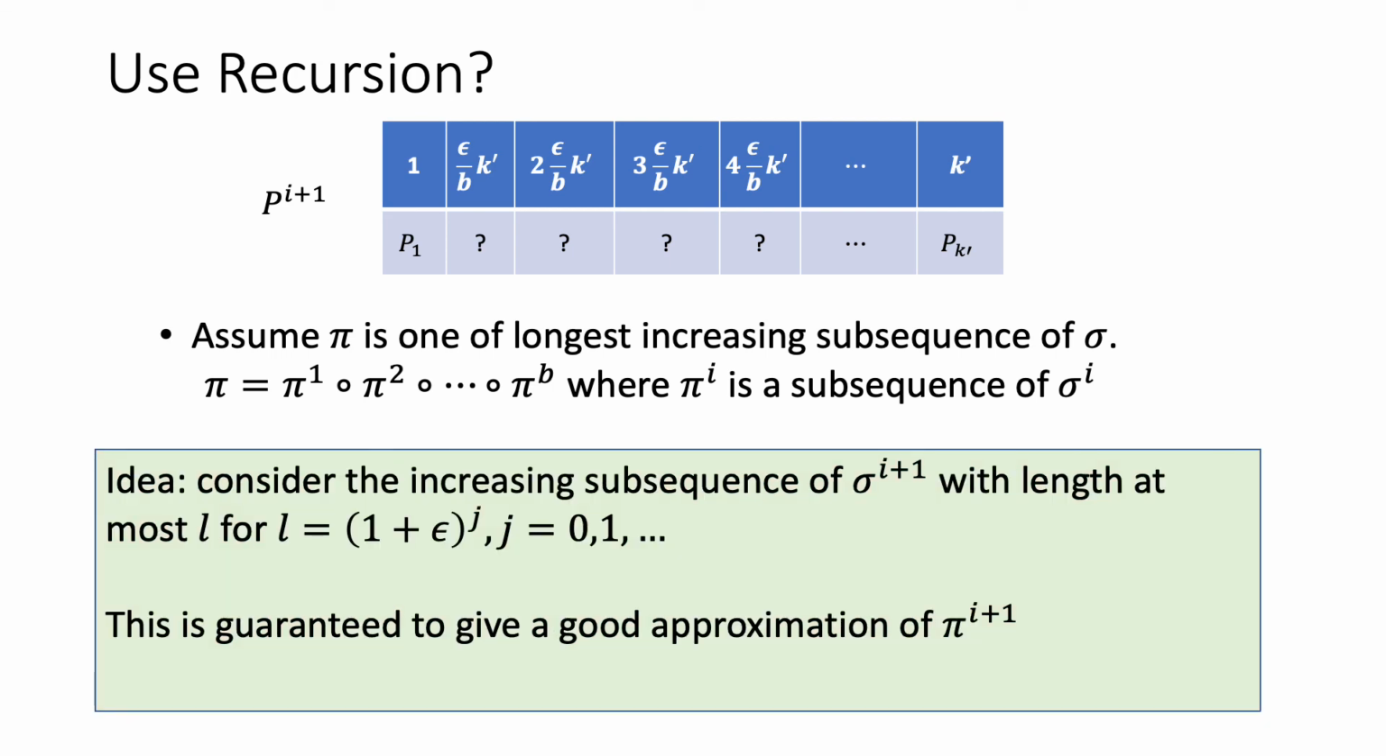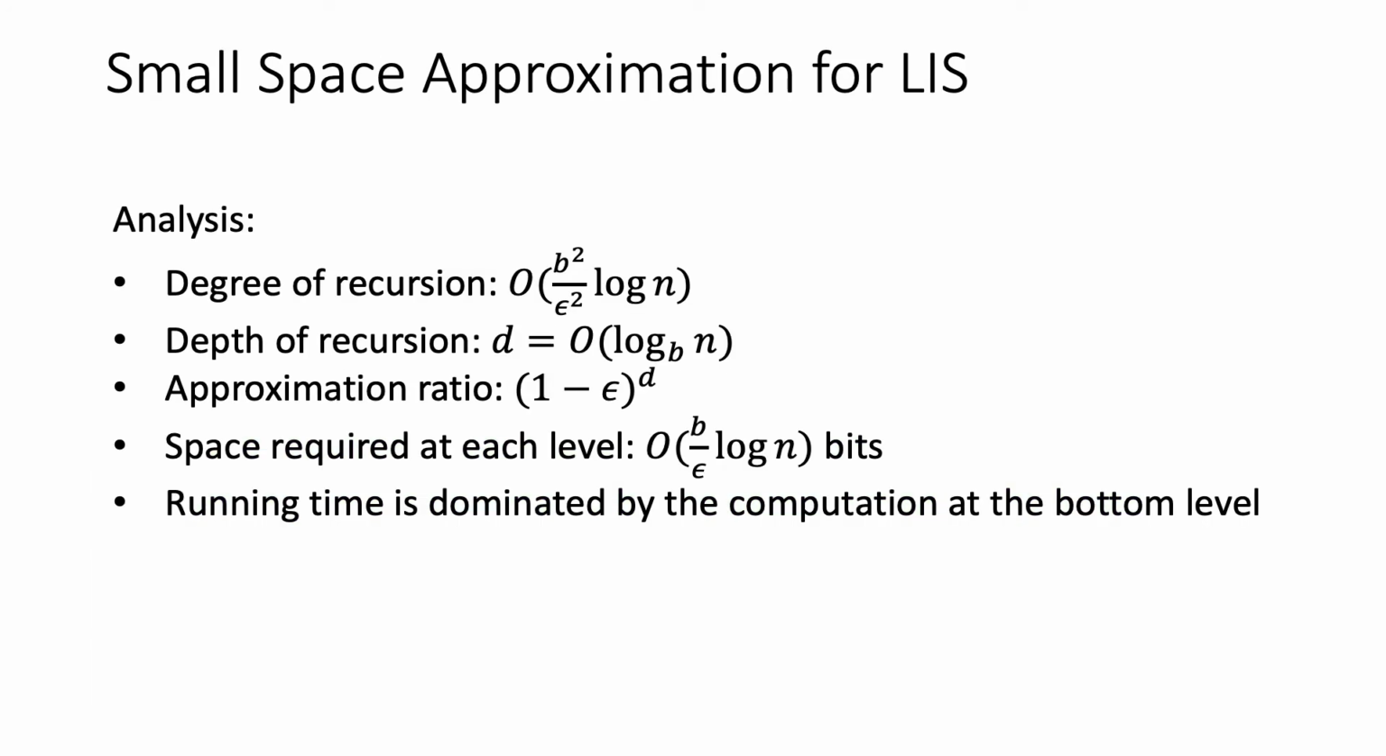To overcome this problem, we do the following. We consider only increasing subsequences of sigma_{i+1} with length at most L, for L equal to (1 plus epsilon) to the j for some integer j. Analysis shows that this is enough to guarantee that we give a good approximation of pi_{i+1}. These ideas are enough to give us a small space approximation algorithm for LIS. The analysis is similar to our algorithm for edit distance.